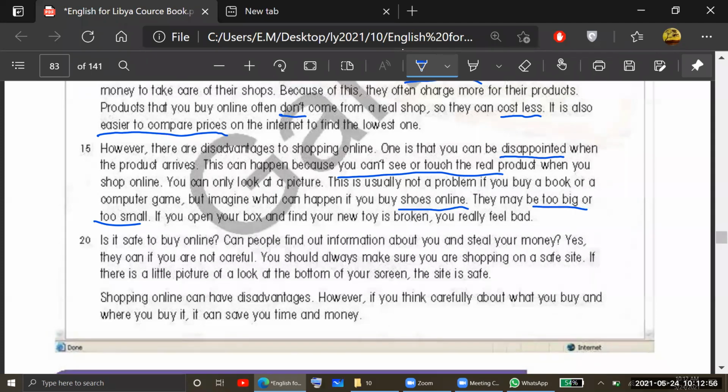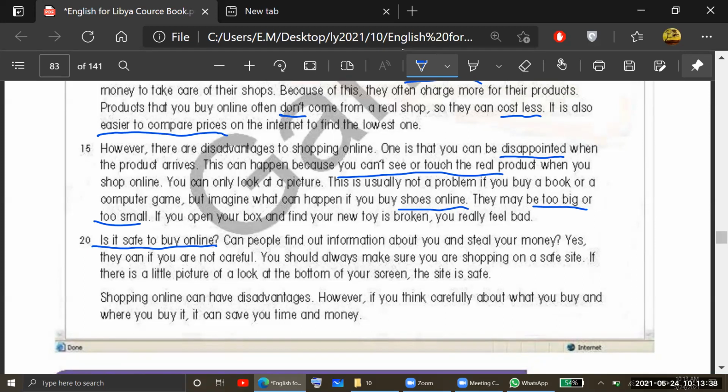Is it safe to buy online? This is another reason. Can people find out information about you and steal money? Yes, they can if you are not careful. You should always make sure you are shopping on a safe site. This is very important, not just any site we shop from. If you pay through a credit card and enter the card information on an unsafe site, they may steal this information.